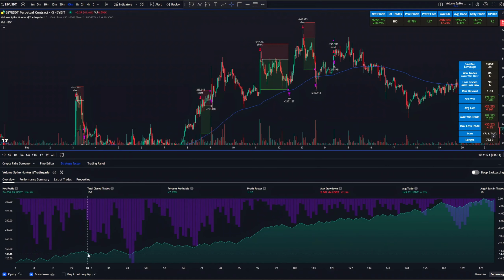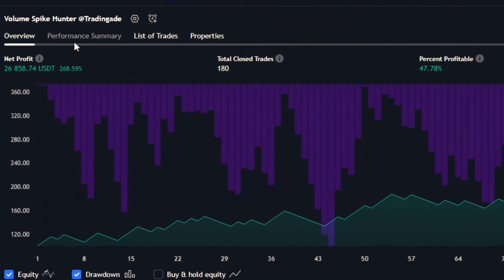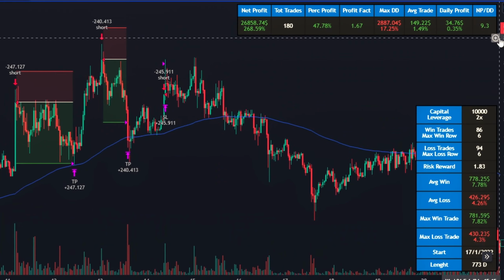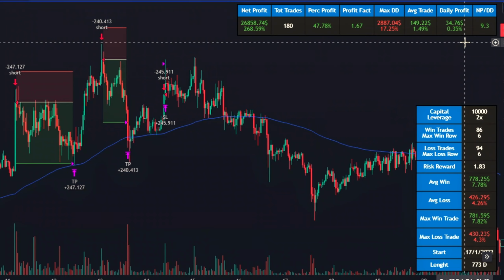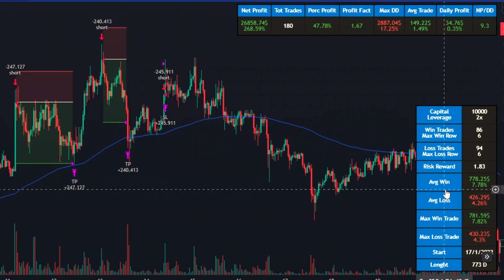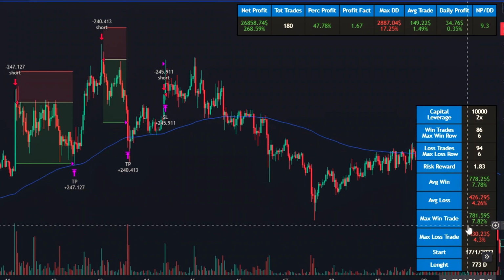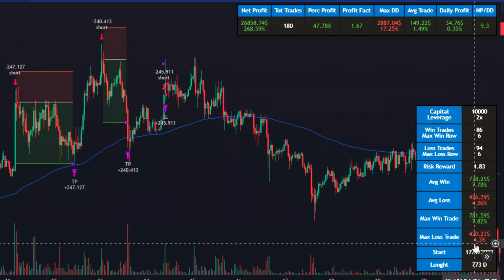As you can see guys, we have a really spectacular and steady equity line. I really love this kind of equity shape. Net profit 268%, 180 total closed trades, 47.78% win rate, 1.67 profit factor, 17.25 max drawdown, and 0.75% average trade. We have a net profit slash drawdown of 9.3, which is really huge. Daily profit 0.35%, max win row 6, max loss row 6, risk reward 1.83, average win 7.78%, average loss 4.26%, max win trade 7.82%, max loss trade 4.3%.